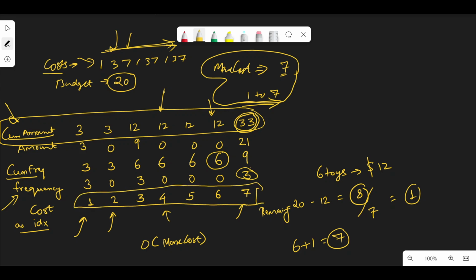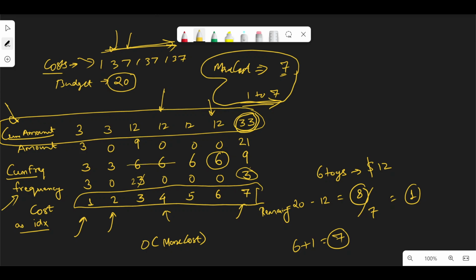Now let's think about whether this problem can be scaled if there are multiple queries. Well, if there are multiple queries, then everything will change, right? The frequency for each cost might change. And so the cumulative frequency might change, the amount might change, because you have to remove the broken toys. Let's say one of the toys of cost 3 was broken, then this frequency will change from 3 to 2. That would mean everything changes.